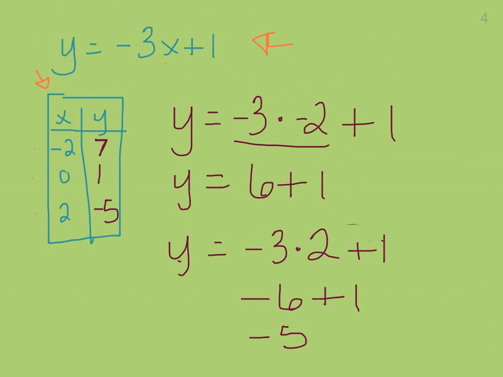Then I would take those. Hang on, I got to add a picture. And let's put that up there. Okay, so I would take those points and I would graph them on my graph. So I'm going to go negative 2 and then up 7, 3, 4, 5, 6, 7, it's the very top. And then 0, 1, which would just be right there in the middle. And then 2, negative 5, 1, 2, 3, 4, 5. And then I'm just going to draw a line to connect the dots, arrows on each end, and that's it. If it doesn't make a straight line, you know you made a mistake.